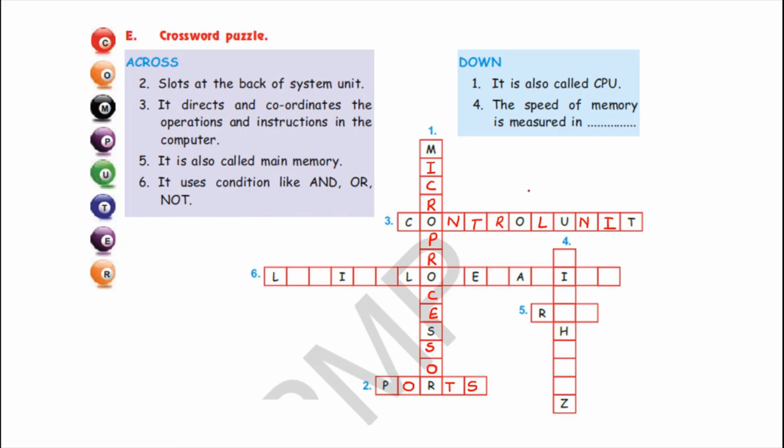Let's see the fourth one. Down. Okay, it's here, number 4. And we need to fill the letters downward. The speed of memory is measured in dash. Now children, here the last letter given is Z. So it can be megahertz or it can be gigahertz. So you can see here the second letter is I. So this word will be gigahertz. Let's write the remaining letters of this word.